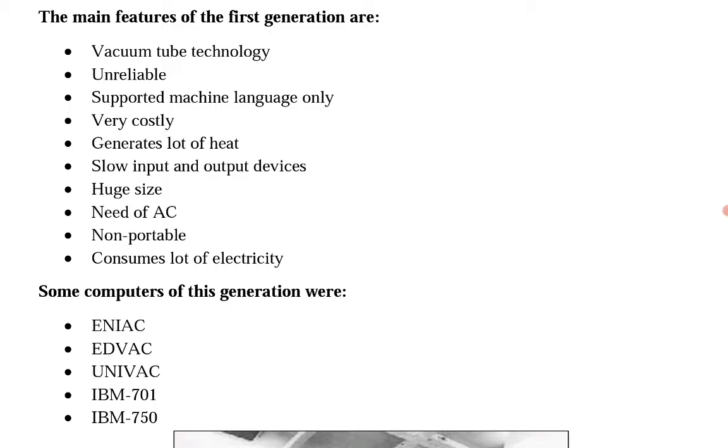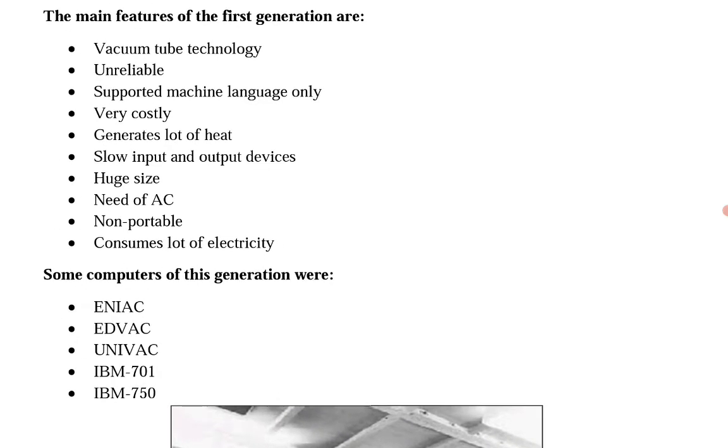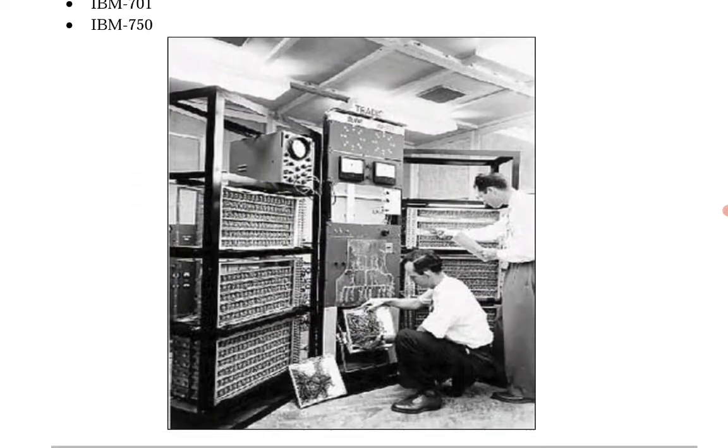Why? Because we are using thousands of vacuum tubes, lot of heat, so that we may require some AC machines or cooling machines, and very slow input output devices, and size is also very huge, so it occupies a room and more than one room size. Not portable. Portable means it is easy to move and easy to install; these are not. Similarly lot of electricity is also required. So these are the first generation computers.